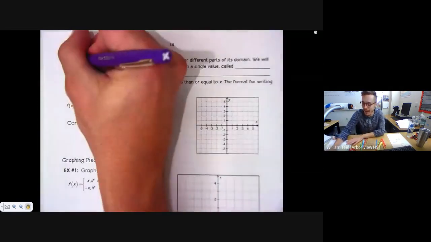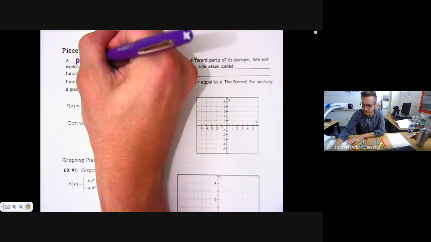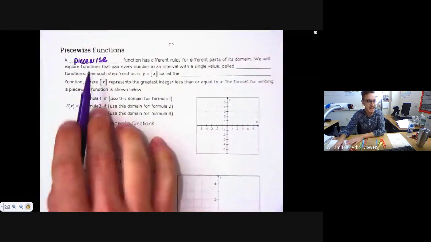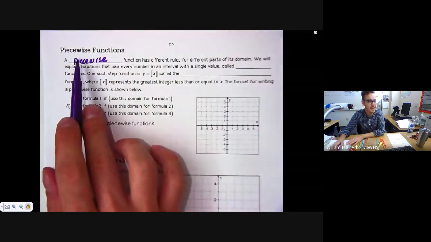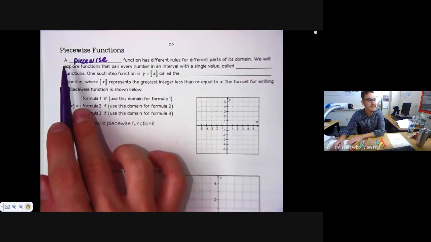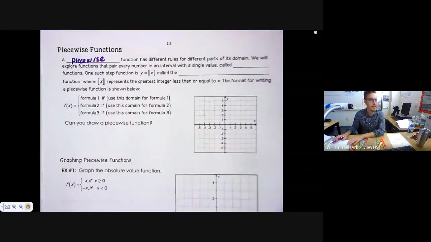So a piecewise function, I had to double check the spelling on that one. I am not an English teacher. That is such an easy word to misspell. A piecewise function has different rules for different parts of its domain.